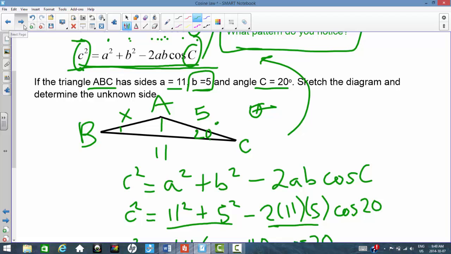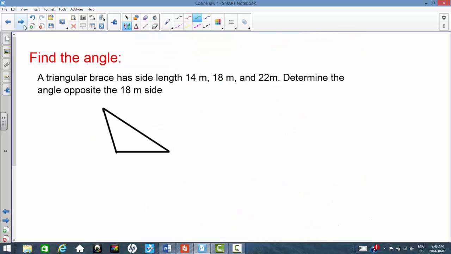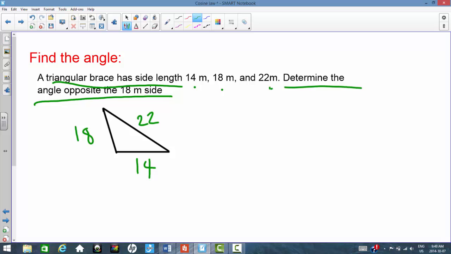Now we're going to use the same formula to find an angle. It's a little bit different, but the same idea. A triangular brace has side lengths of 14, 18, and 22. So 22 is the longest side. I'm going to write it right here, and 18 and 14, this one looks a little longer than the other one, so I'll write those in. So I have three sides. As soon as I have three sides, I know I'm going to be using the cosine law, no matter what. Then it says determine the angle opposite from the 18.